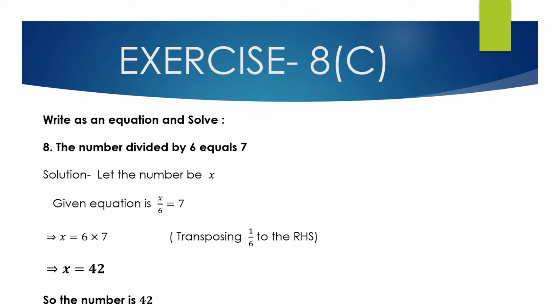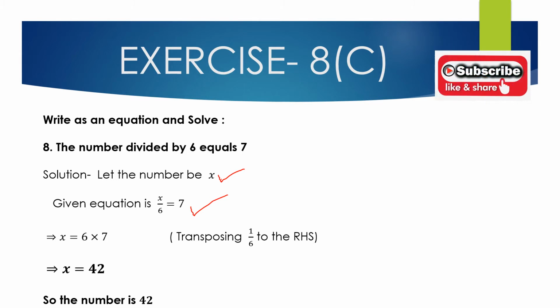Now we solve question number 8. Question number 8 is: the number divided by 6 equals 7. Suppose the number is x. Division is represented with the division symbol, so the equation will be x divided by 6 equal to 7. Now x will be 6 multiplied by 7, because 6 is transposed to the right hand side and the division symbol changes to multiplication symbol. 6 multiplied by 7 is 42. Now we get x equal to 42, so the number is 42.